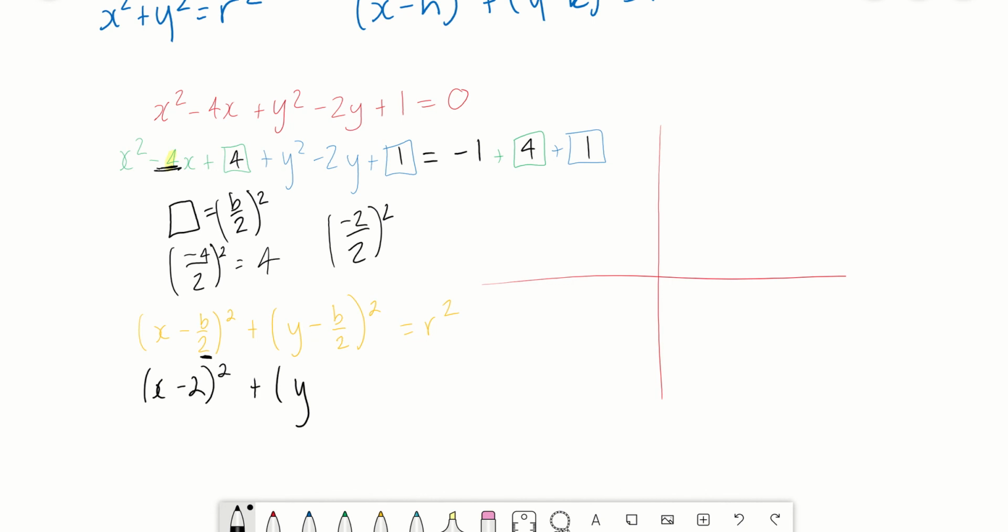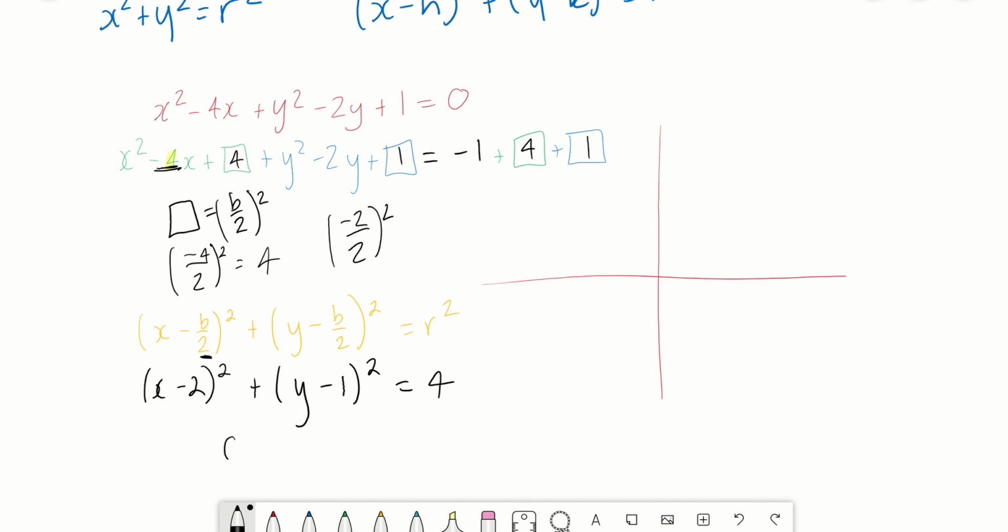For y, what's b on 2? Negative 1. Equals, what do I get on this right hand side? Negative 1 plus 4 plus 1. Oh, this one's nice. That was by a pure fluke. So negative 1 plus 4 plus 1 gives me 4.